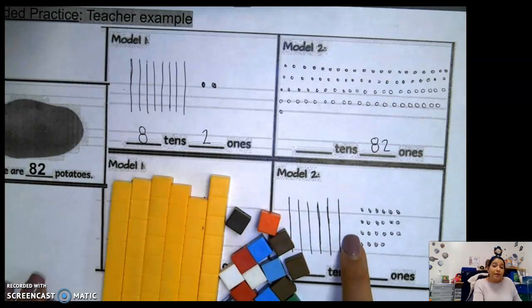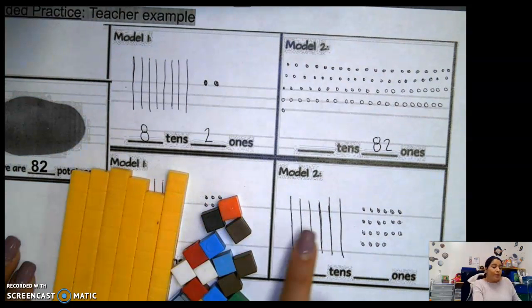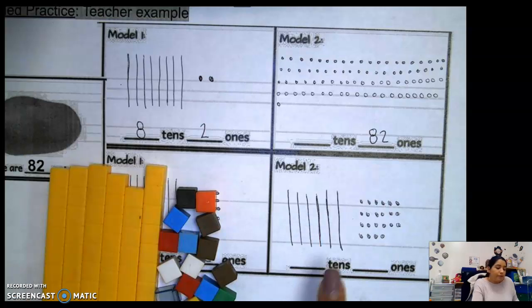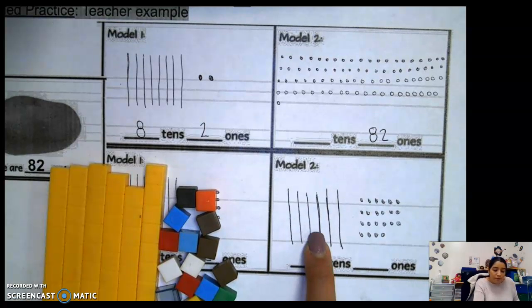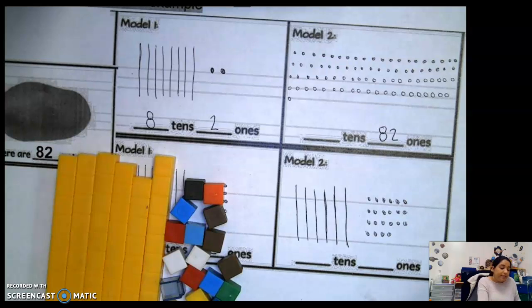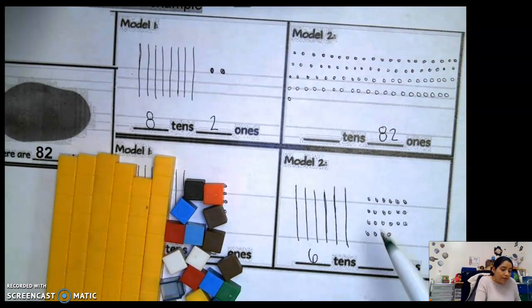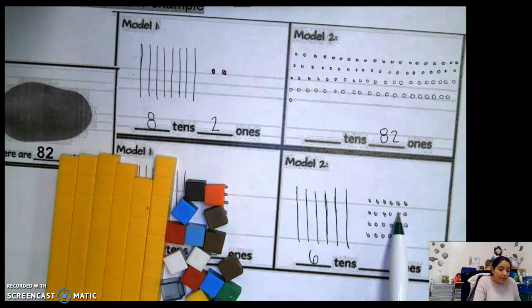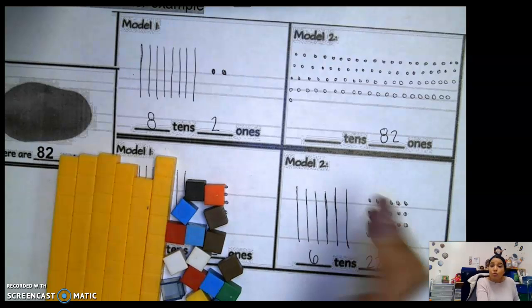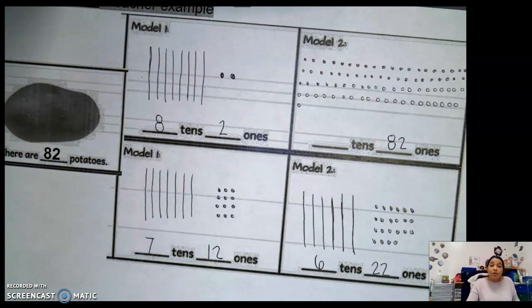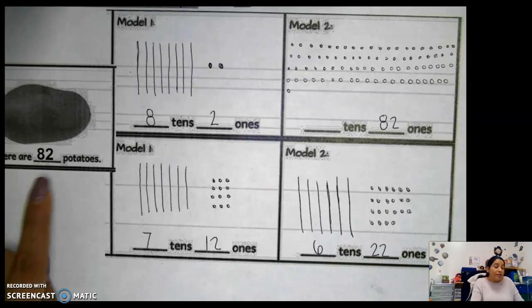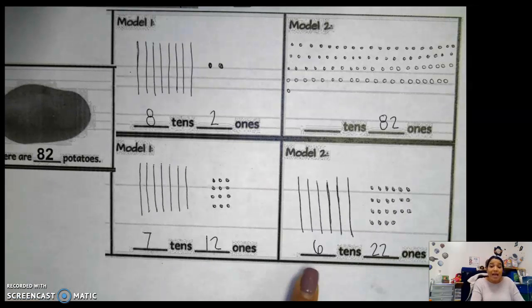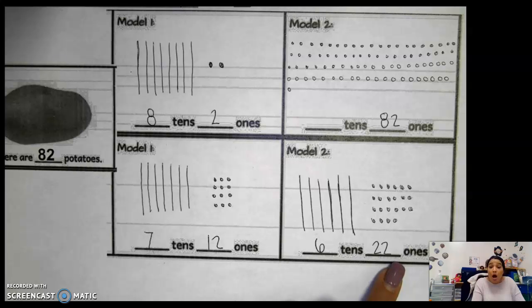And I went ahead and drew my picture as well. So let's see how many tens I have in this model. 1, 2, 3, 4, 5, 6. I have 6 tens. And how many ones? 1, 2, 3, 4, 5, 6, 7, 8, 9, 10, 11, 12, 13, 14, 15, 16, 17, 18, 19, 20, 21, 22. I have 22 ones. So in this model, I was able to make 82 with 6 tens and 22 ones.